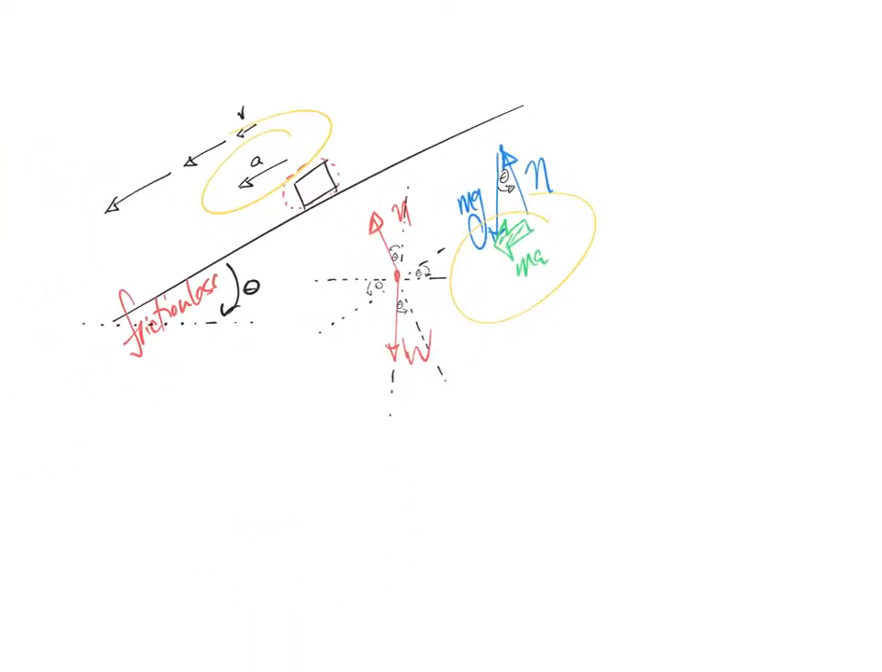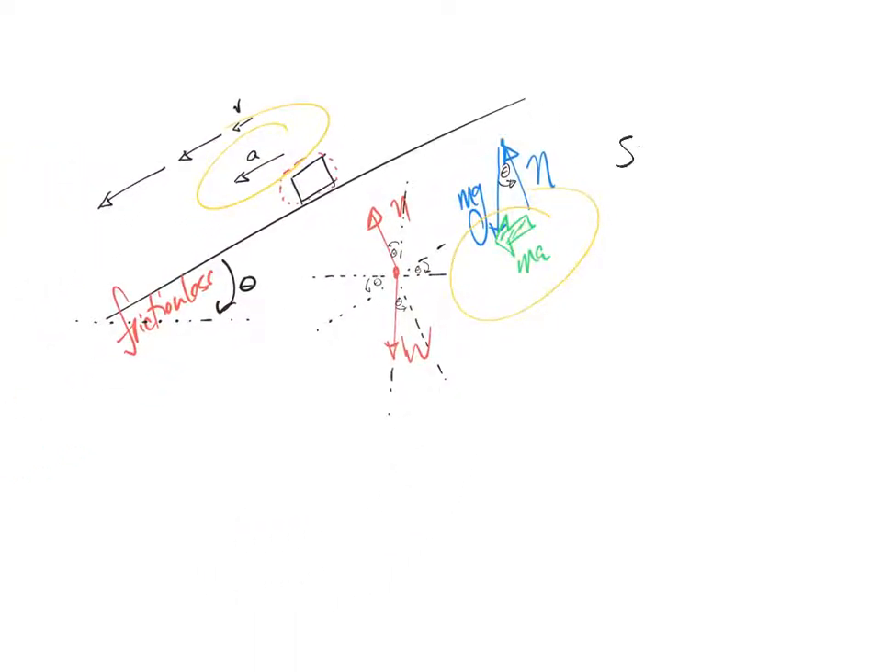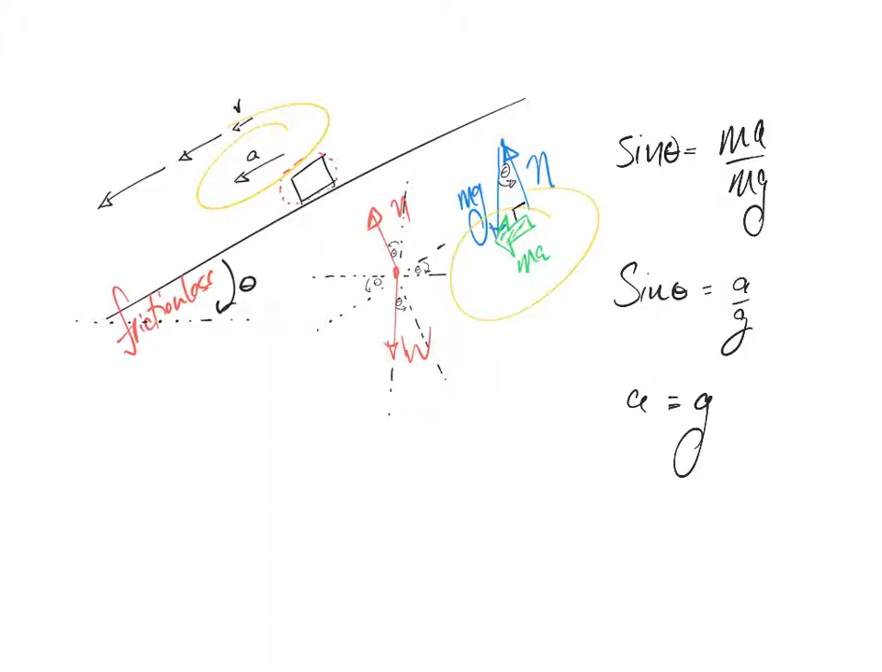So now if I do sine of that angle theta, I get ma over mg. Notice this is a right triangle right there, which means sine theta is going to equal a over g, which means the acceleration of our block has a magnitude of g sine theta. Okay, so that's the acceleration of our block.